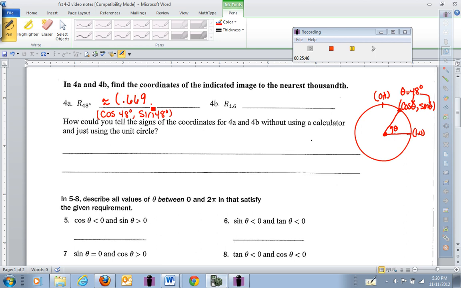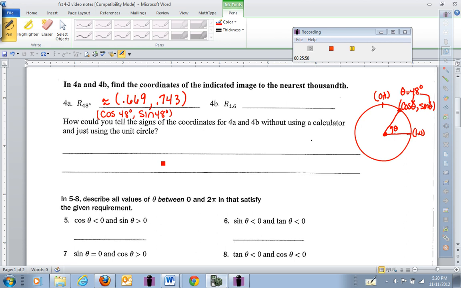0.743. So then this will be comma 0.743. So that's the actual ordered pair. That would be the cosine of 48 degrees. All right? Now, notice on 4B, they're asking you to do 1.6.